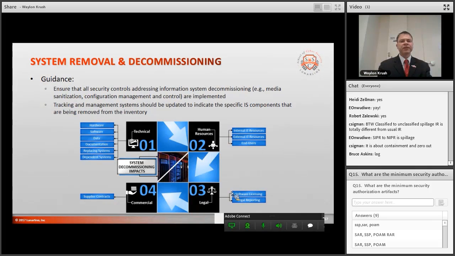Security status should reflect the new status. User and application owners hosted on the decommissioned IS should be notified as appropriate. Any security control inheritance relationship should be reviewed and asserted for impact.